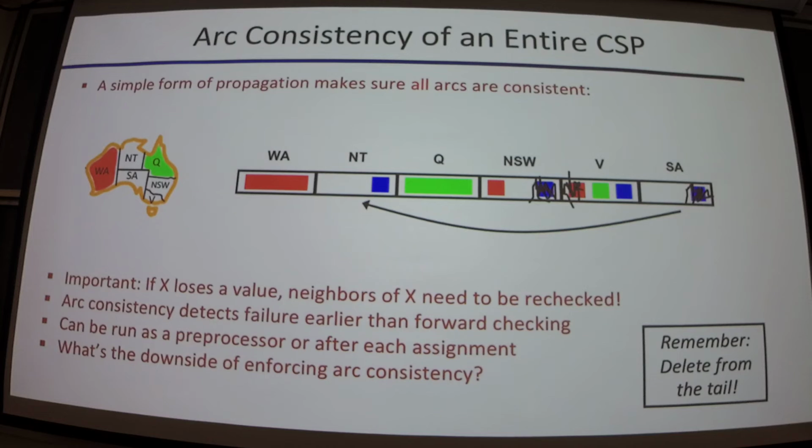So arc consistency will detect failures earlier than forward checking, much earlier, right? We can run this before we make assignments or after we make assignments. Those look kind of similar. Generally, we do it after. Okay, what's the downside? Yes? Seems like it's a little bit more of an expensive check.